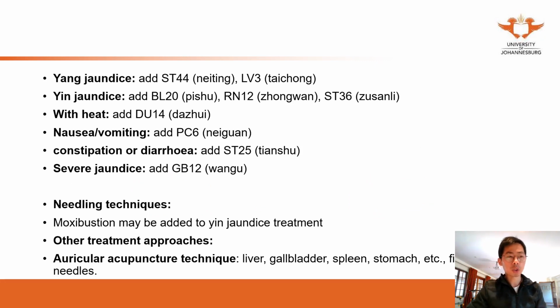For specific syndromes, in yang jaundice, because of the heat, you can add stomach 44 and liver 3. You can also add DU 14. For DU 14, you can use the prick technique to cause bleeding. Yang jaundice is heat. For yin jaundice, you can strengthen the spleen with CV 12, the front-mu point of the stomach, and stomach 36, to strengthen the spleen and stomach. For nausea and vomiting, you can add points to help the specific symptom.